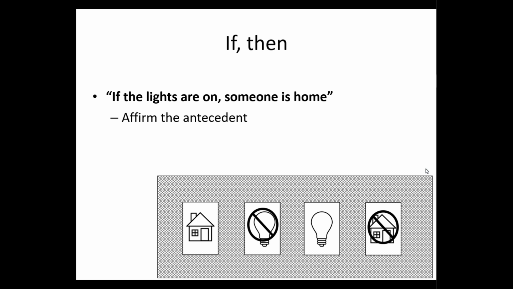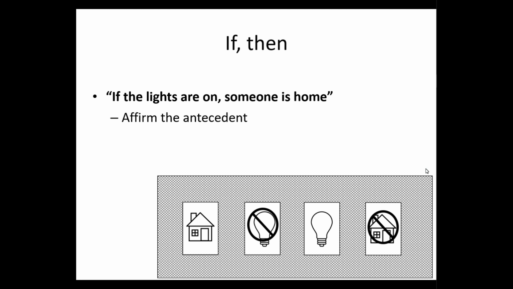An activity for you to do. The rule is, if the lights are on, someone is home. We're seeing whether this rule holds up. So from left to right, the house card says, somebody's home. Let's see whether the light's on. The light bulb with a not sign over it says the lights aren't on.